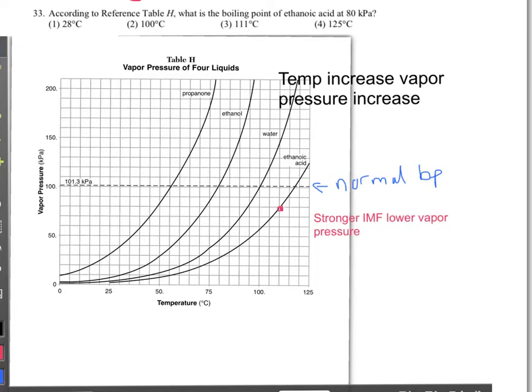So what we want to know is, what is X when Y is 80? And here, that's approximately 111. Don't forget to watch your scale. The x-axis, each tick is 5, while on the y-axis, each tick is 10.